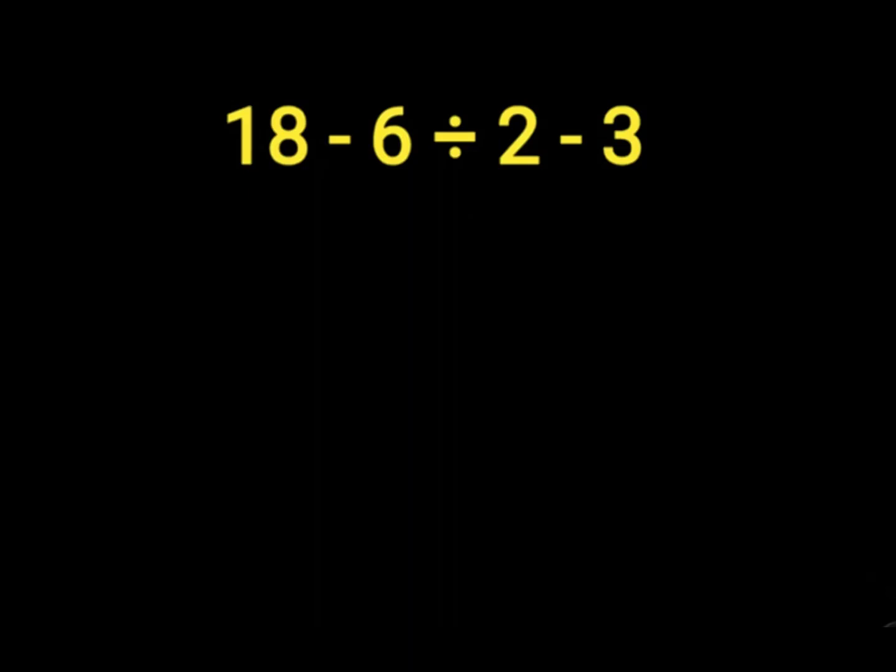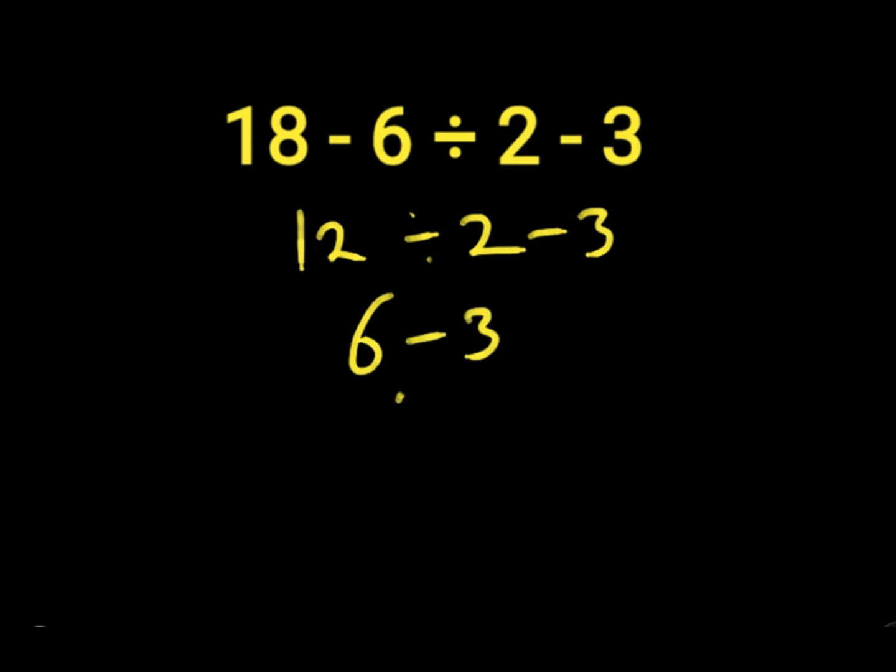18 minus 6 divided by 2 minus 3. 18 minus 6 will give us 12. We put down our 12 here. Then 12 divided by 2 minus 3. 12 divided by 2 will give us 6. Then 6 minus 3 will give us 3.